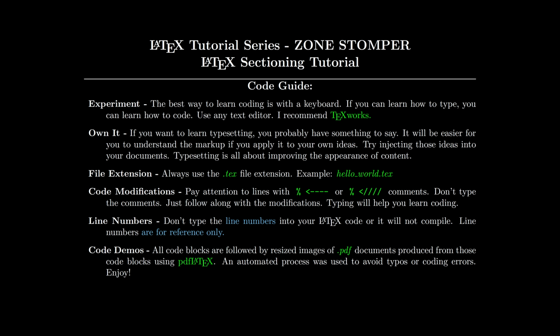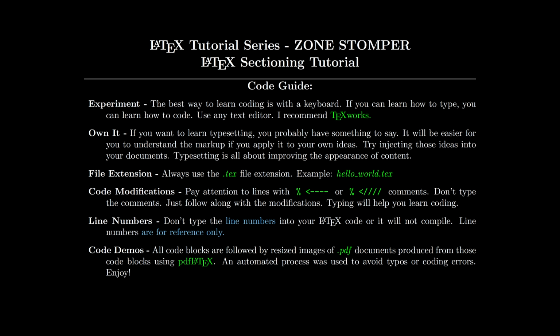Code modifications: as we go through the steps, pay attention to the lines with the green comments. Those are the ones to watch. You don't need to type those in. They're just there for your reference. And line numbers are for your reference only. You'll see them in blue along the left of the code blocks. Don't type those in, otherwise your code's not going to compile.